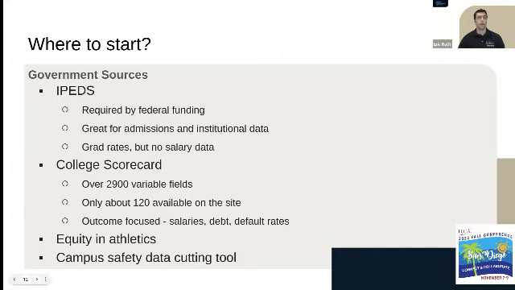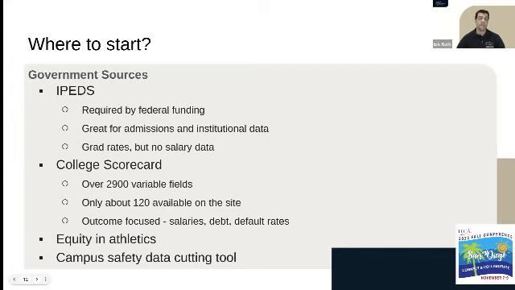But College Scorecard kind of picks up on the back end where IPEDS falls off. College Scorecard, again, is a pretty huge database with over 2,900 fields, but they really only share about 120 on the site. So if you download the raw data, there's way more data than they have on the site. And it is way more outcome focused, more practically focused on salaries and debt and pieces like that.